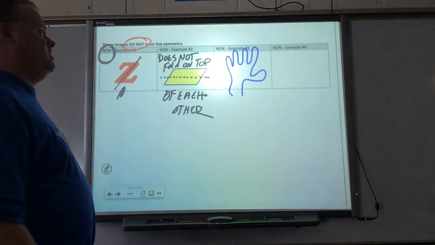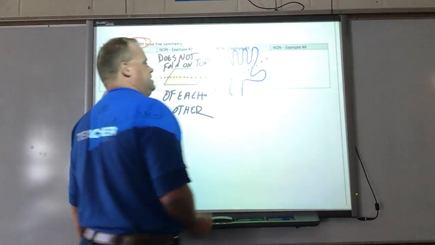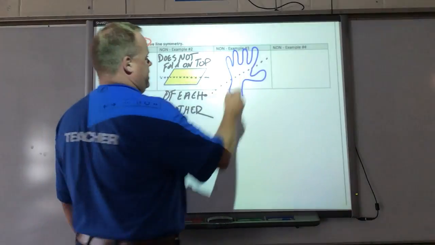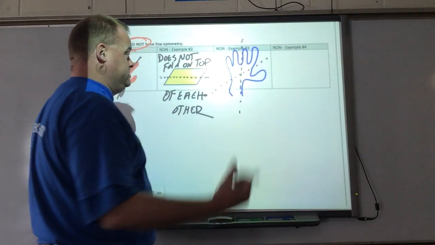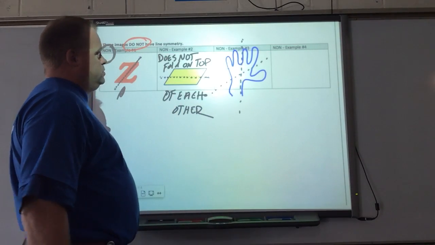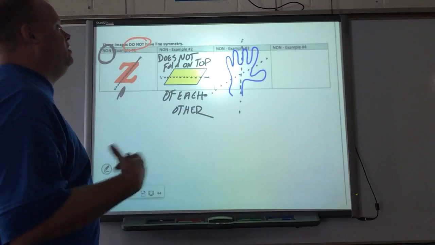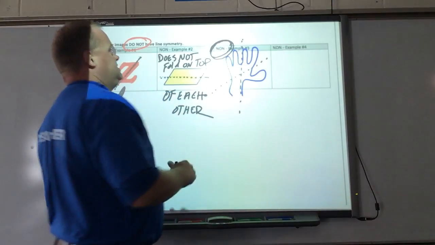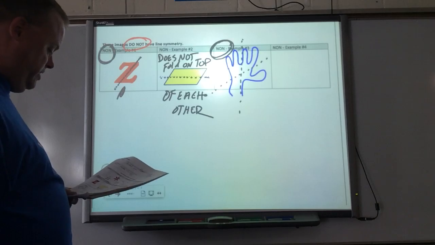If I try to cut this in half, well, obviously, that thumb is never going to fold onto anything else. It doesn't fold onto the pinky. If I try cutting it in half this way, well, that once again, that thumb is there, and it doesn't fold onto anything. So this, a hand, would be a great example of a non-line of symmetry figure.